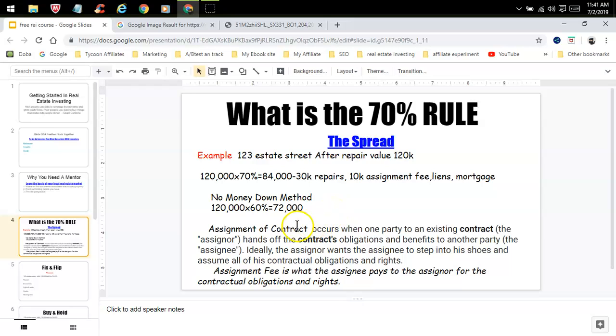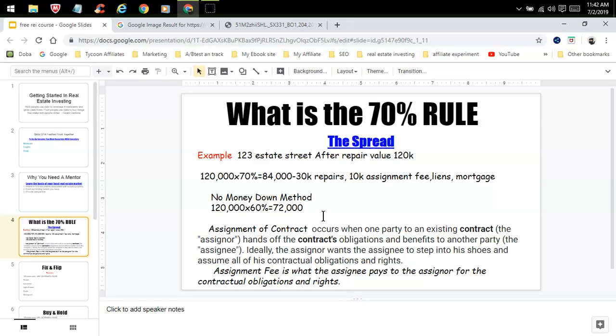So you take your after repair value of $120,000 and multiply it by 60%, which equals $72,000. Now in this example, let's just say there is no mortgage, there's no liens, the assignment fee does not apply. It's only your repair cost of $30,000. You minus your $30,000 repair cost from the $72,000, which is $42,000. That is your maximum allowable offer. Now, like I said earlier, you don't start with that. You start lower than that. You work your way up.